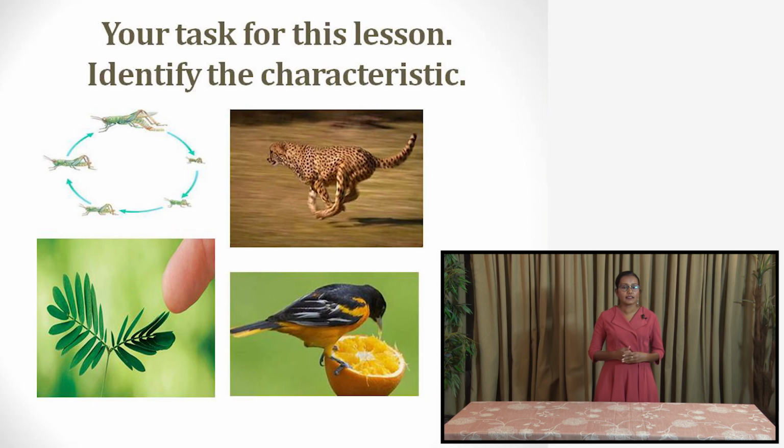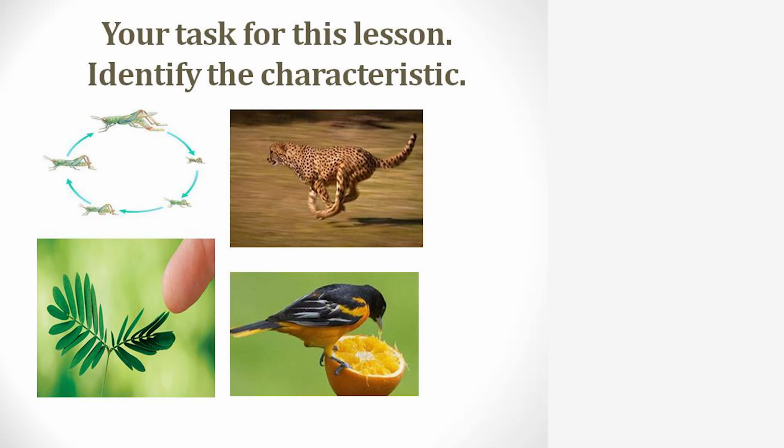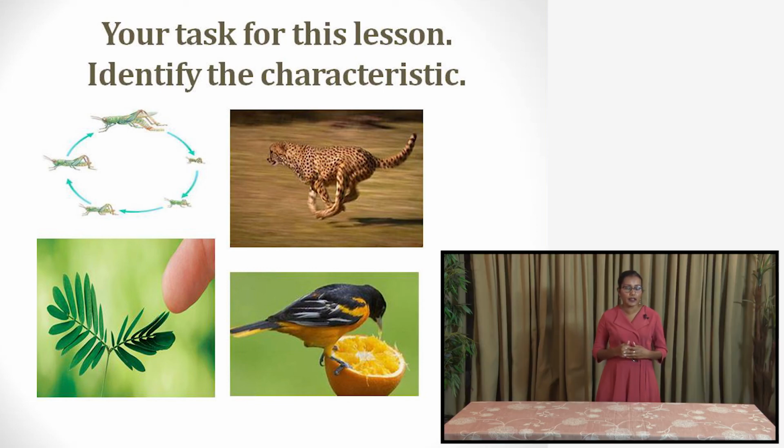Your task for this lesson. I have 4 pictures there on the screen. You're going to tell me which characteristic is displayed in each picture. First, we're going to look at the one with the grasshopper. You could tell me which characteristic is displayed there. Very good. It's growth. The grasshopper grew from a very small one into a very large grasshopper.